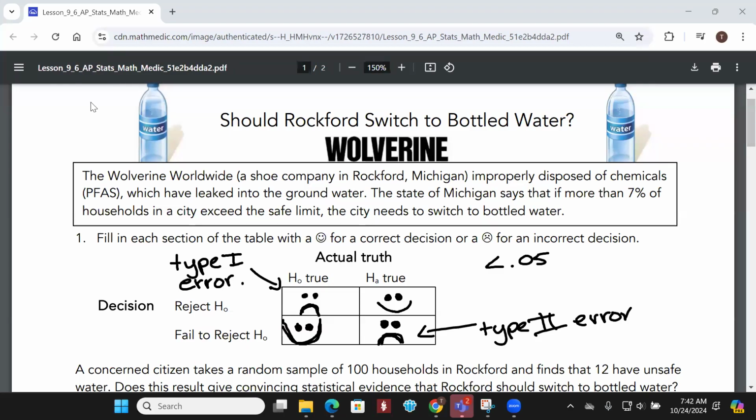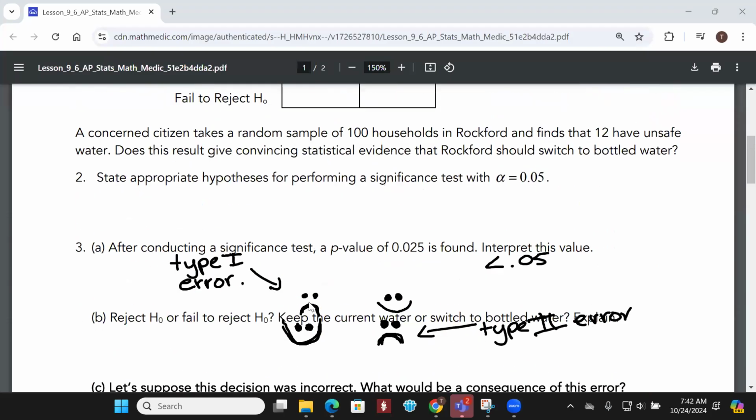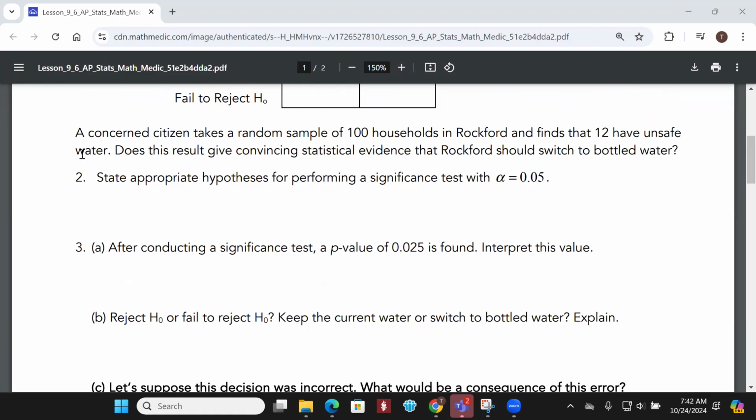So a concerned citizen takes a random sample of 100 households in Rockford and finds that 12 have unsafe water. Does this result give convincing statistical evidence that Rockford should switch to bottled water? I feel like if there's a question, then they probably should, but that's fine. All right, so if the water is safe, these are stating the hypotheses. If the water is safe, then the null hypothesis is p = 0.07, because what they stated up at the top was that it was 7%, right?